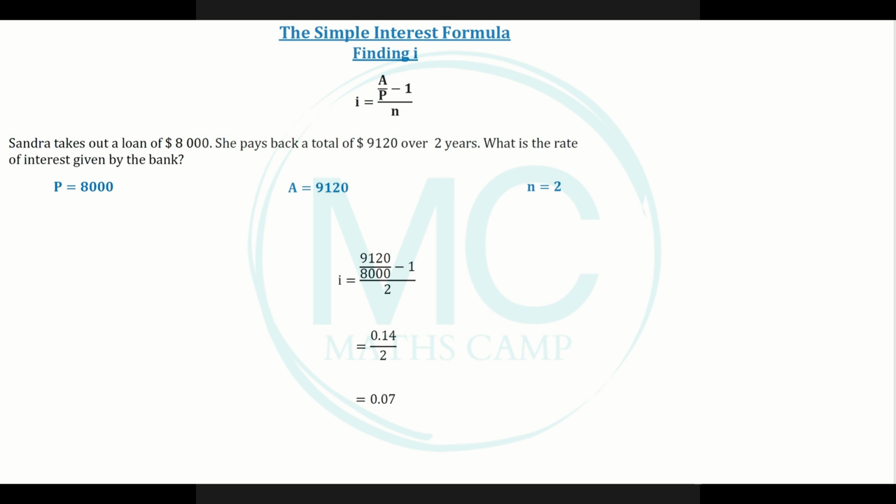And once again, to find the rate of interest, we need to multiply by 100. So we say 0.07 multiplied by 100. And we get an answer of 7%. This is the rate of interest that Sandra was given by her bank.